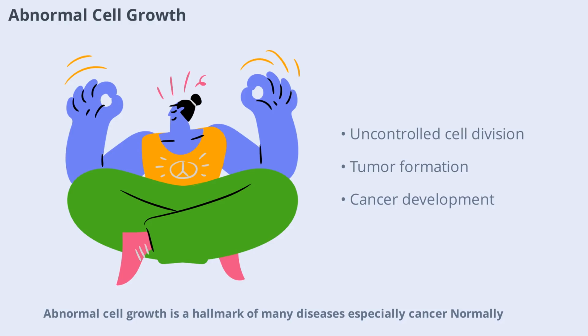Abnormal cell growth is a hallmark of many diseases, especially cancer. Normally, cell division is tightly regulated, but mutations or environmental factors can disrupt this balance. Uncontrolled cell growth leads to tumors, which can invade nearby tissues and spread throughout the body. Understanding the mechanisms behind abnormal cell growth is key to developing cancer treatments and preventive strategies. Next, we'll explore how these general mechanisms manifest in specific organ systems.